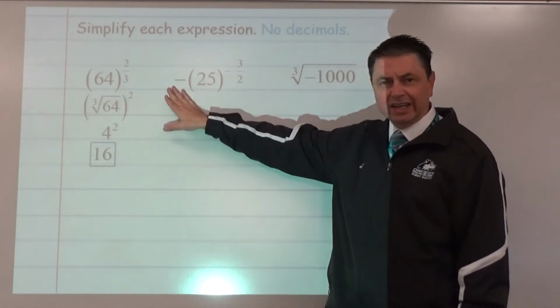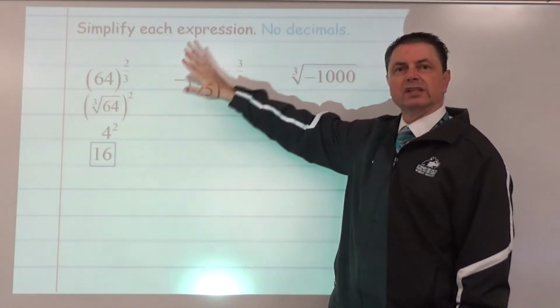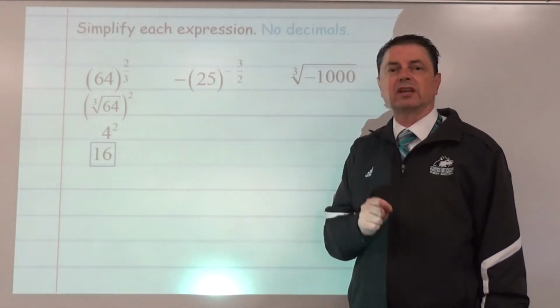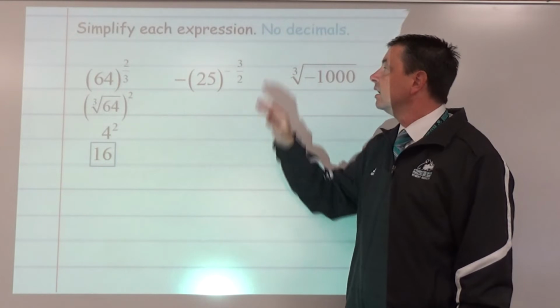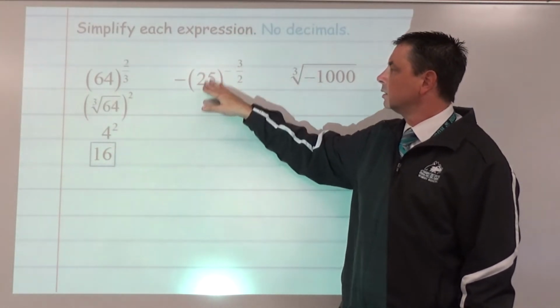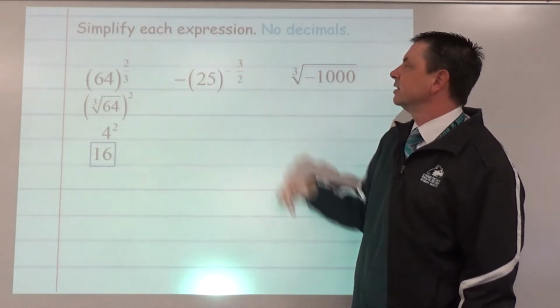So we've got a negative and a negative exponent. Let's not worry about this. Let's worry about this. Negative exponent, just like we saw in the previous slide, means reciprocal. So 1 over this to the positive 3/2.